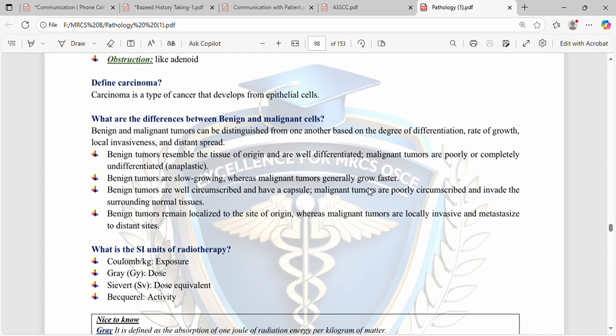Okay, what are the differences between benign and malignant tumors? Benign and malignant tumors can be differentiated from one another based on the degree of differentiation, rate of growth, local invasiveness, and distant spread. Benign tumors resemble the tissue of origin and are well differentiated. Malignant tumors are poorly or completely undifferentiated and anaplastic. Benign tumors are slow growing, whereas malignant tumors are fast growing. Benign tumors are well circumscribed, whereas malignant are not. Benign tumors are encapsulated, malignant tumors are not encapsulated. Benign tumors do not invade the surrounding tissues, whereas malignant tumors do. Benign tumors remain localized to the site of origin, whereas malignant tumors are locally invasive and metastasize to distant sites.